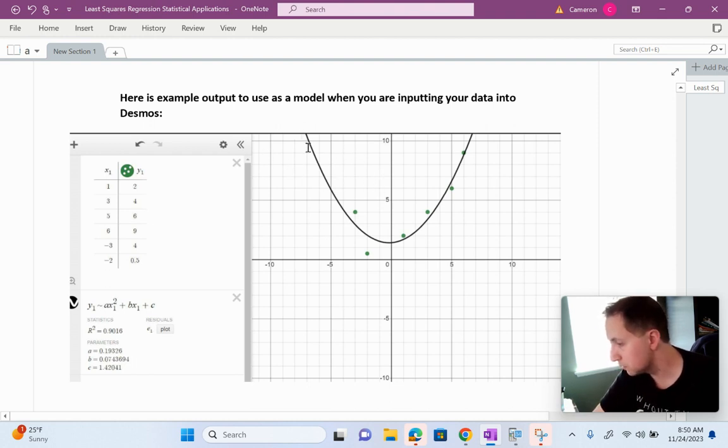I want to see a good zoom level for your data points and your parabola. I want to see all the data points on there. And I want to see this left-hand menu right here that shows me what you inputted into your data table, and it spits out the correct parameters.